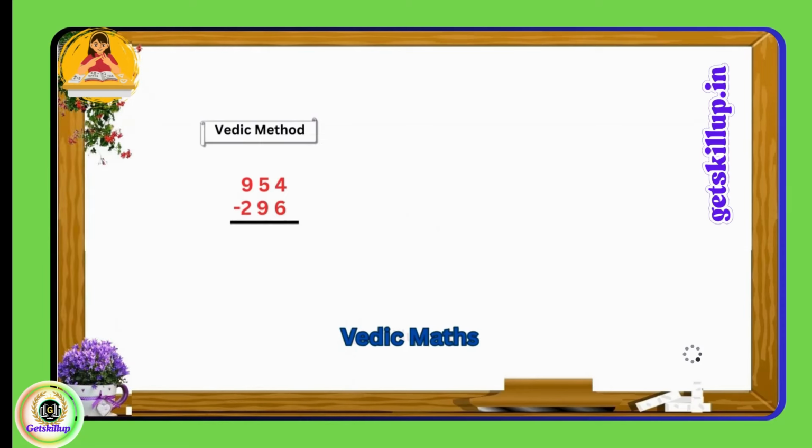Let's take one more example of 954 minus 296. Starting from the left, 9 minus 2 equals 7. The next pair indicates a mismatch, so we write 6 directly. Adding 1, the complement of 9, to the top number, we get 6.